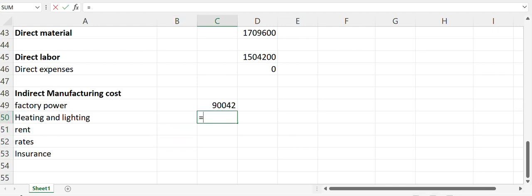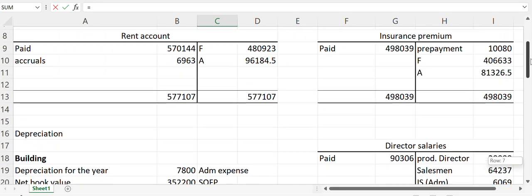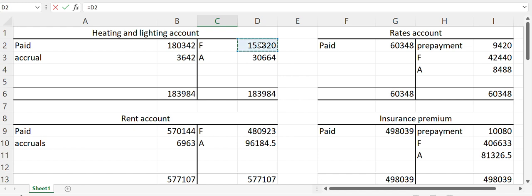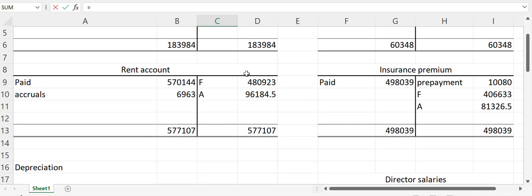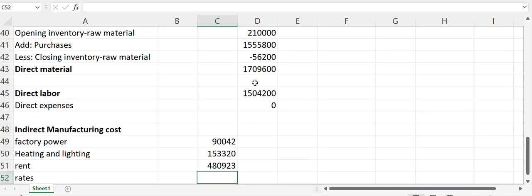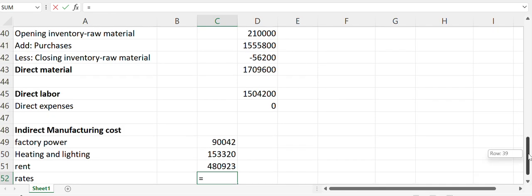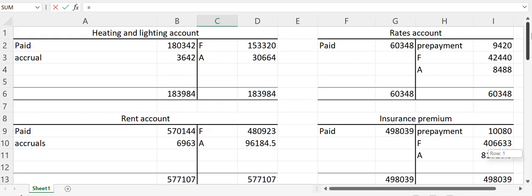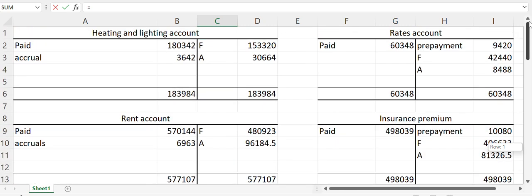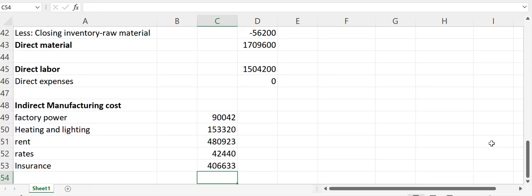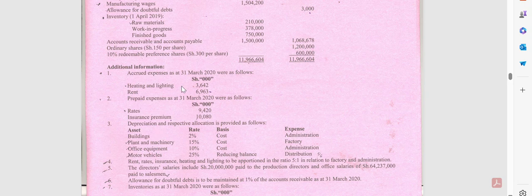Let us begin with heating and lighting. Remember we had calculated that. Heating and lighting for factory, F was for factory, take it there. Then rent is here for factory, F, we take it there. Then rates was somewhere here, F for factory, take it there. Then insurance was somewhere here, F, yes. So we are done with those four.